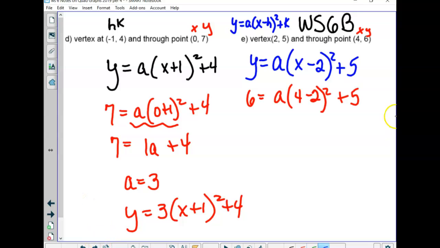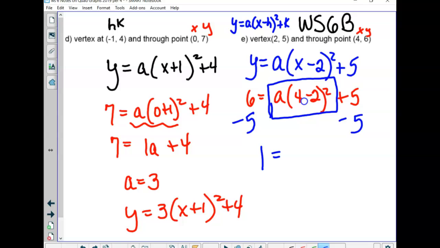Okay. This part right here is multiplied by a. So you could definitely subtract the 5 over here and get a 1. But then 4 minus 2 is 2, squared is 4. So this is actually a 4a, or a times 4. So be real careful that you don't try to combine all that, because part of it is multiplied by a.